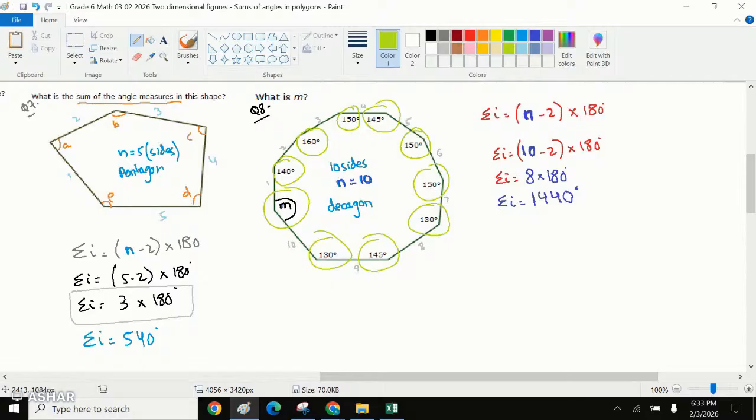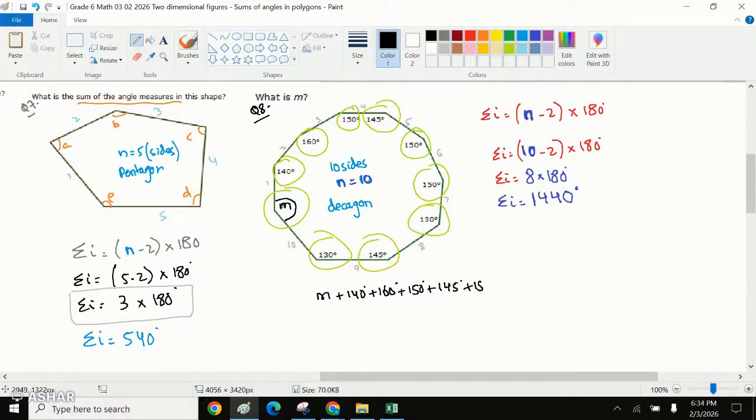I said it's okay. If we add all the angles together, it should be equal to 1440. Let's start with the question. Can I say m plus 140 plus 160 plus 150? Please just give me a minute. Ashik, let me just confirm this, okay?